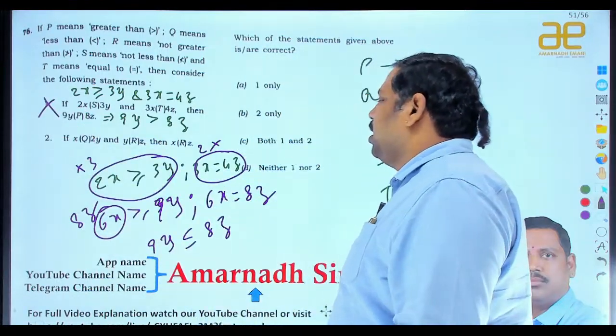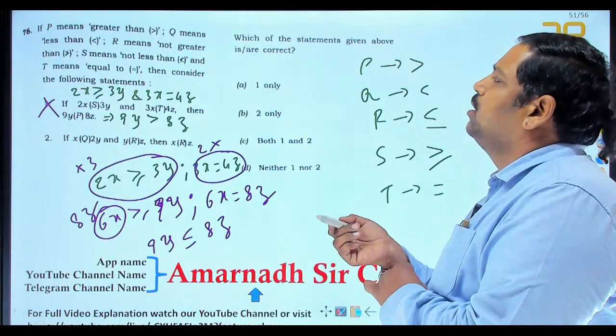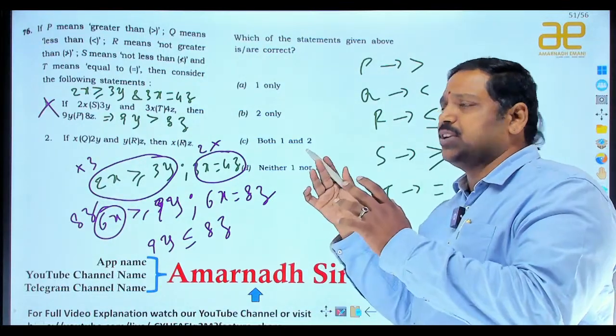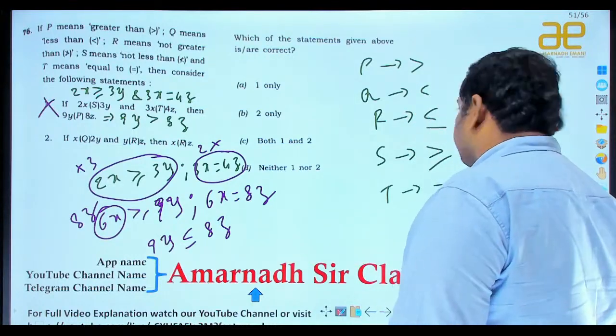Okay, see the next beautiful one. Yeah, S means greater than or equal to. What is S? Not less than. Yes, absolutely. So the first one is not correct. Go to the second one.